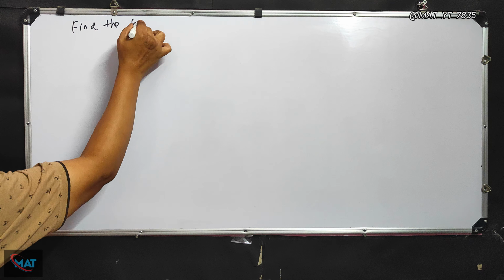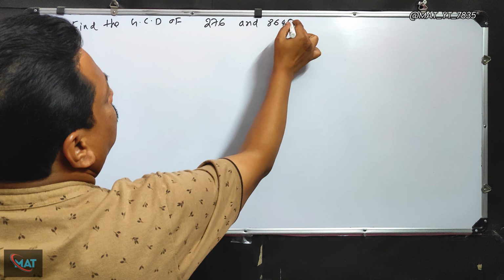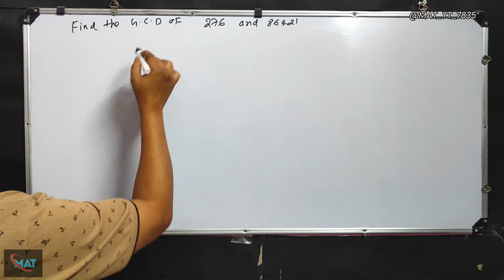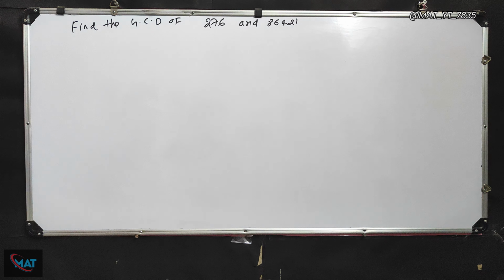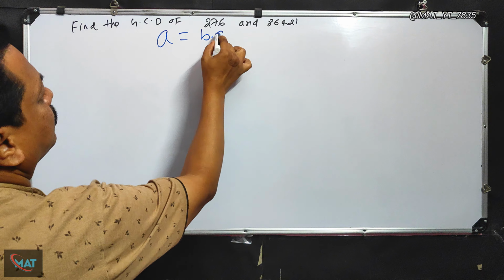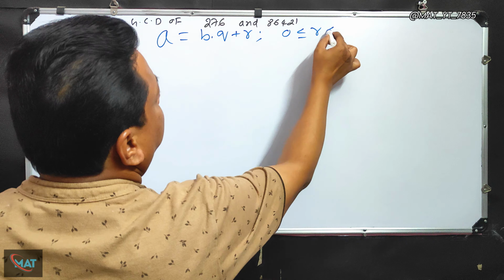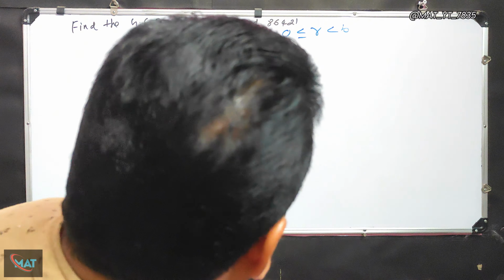Find the GCD of 276 and 86421. This time I have selected larger numbers. Generally, when larger numbers are there, how to compute GCD? As I told you, the same idea. I am going to highlight that division algorithm, how to remember. That is, dividend A is equal to B into Q plus R, so that the range of the remainder will be from 0 to less than B. It can take 0 up to a value less than B.